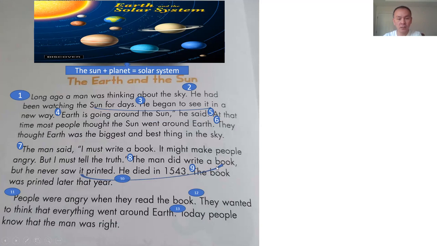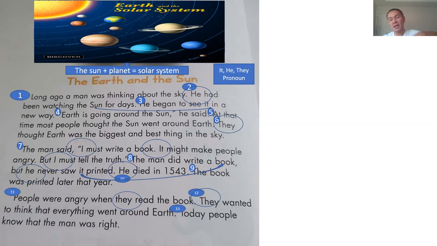See, in sentence 8, the man did write a book, but he never saw it. Well, instead of using book again, we can change book to it, okay? So he, they, I, it, I, he, they. These right here are called pronouns. He, she, it, they, we, you. These are called pronouns, okay?